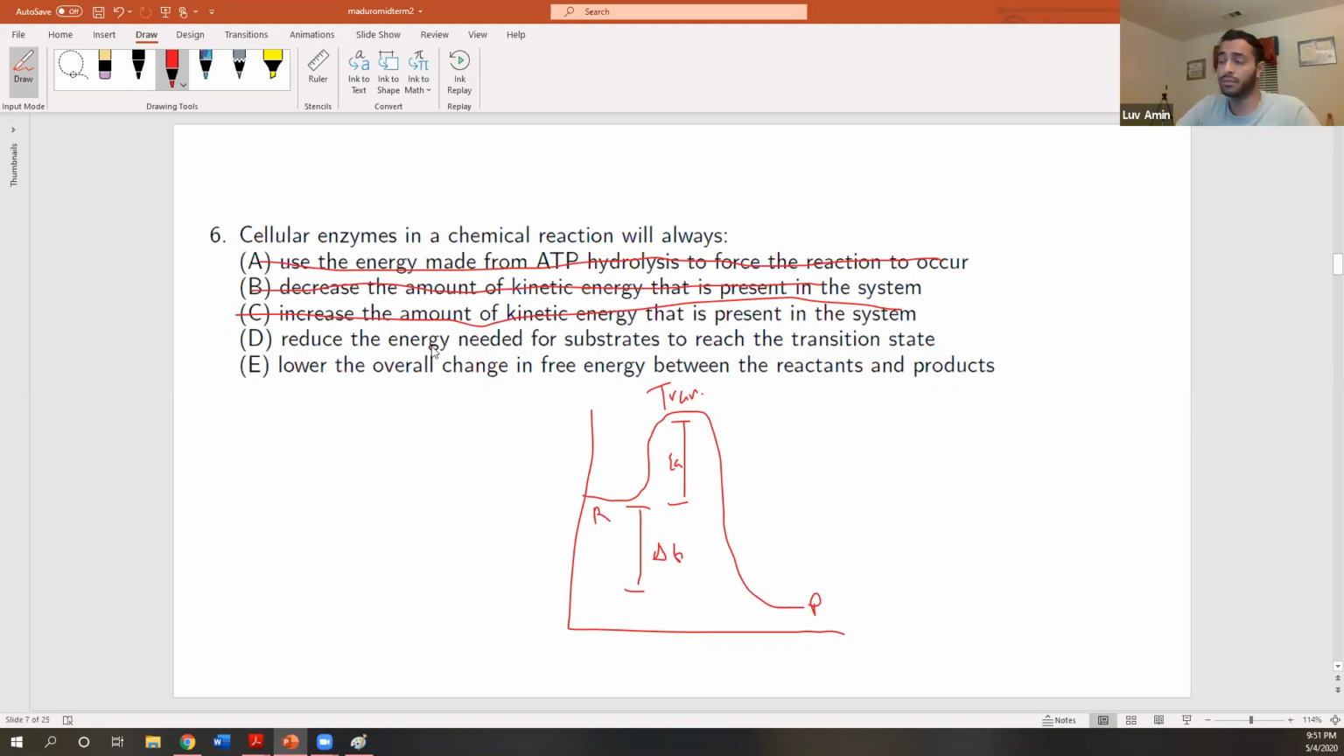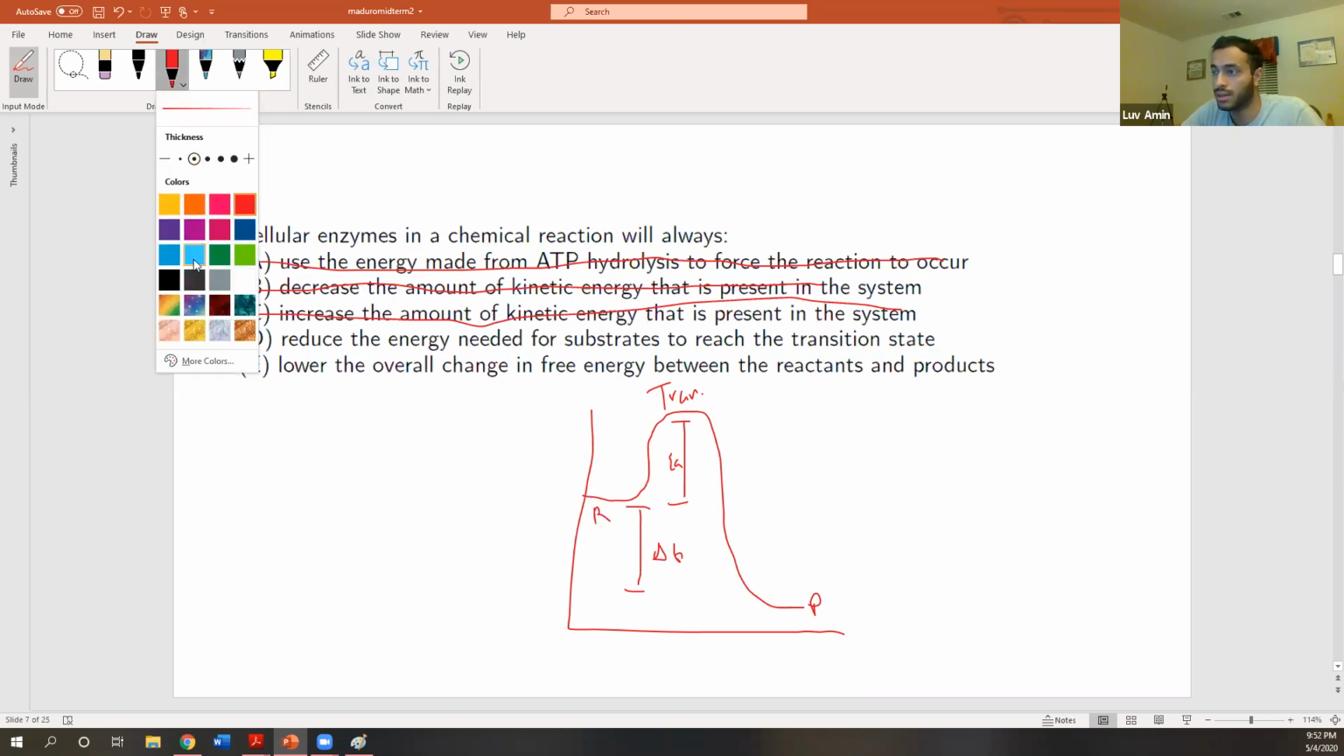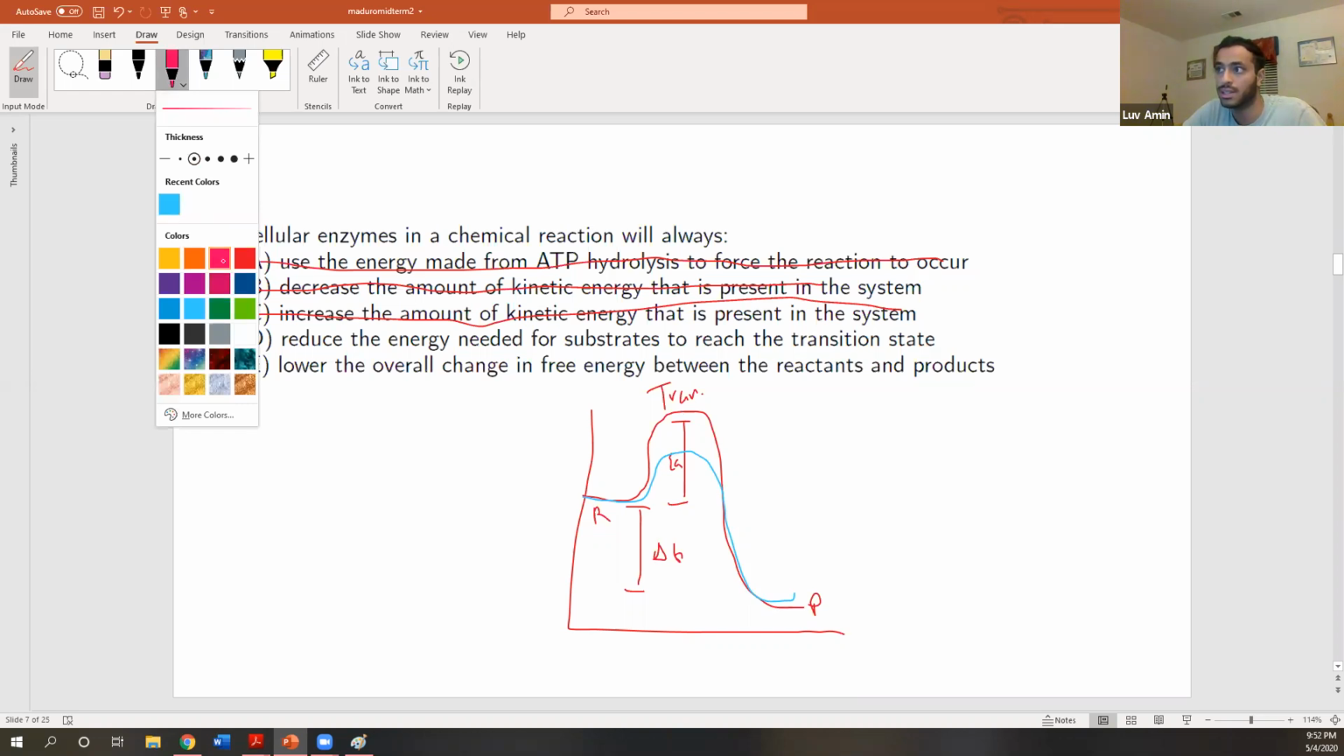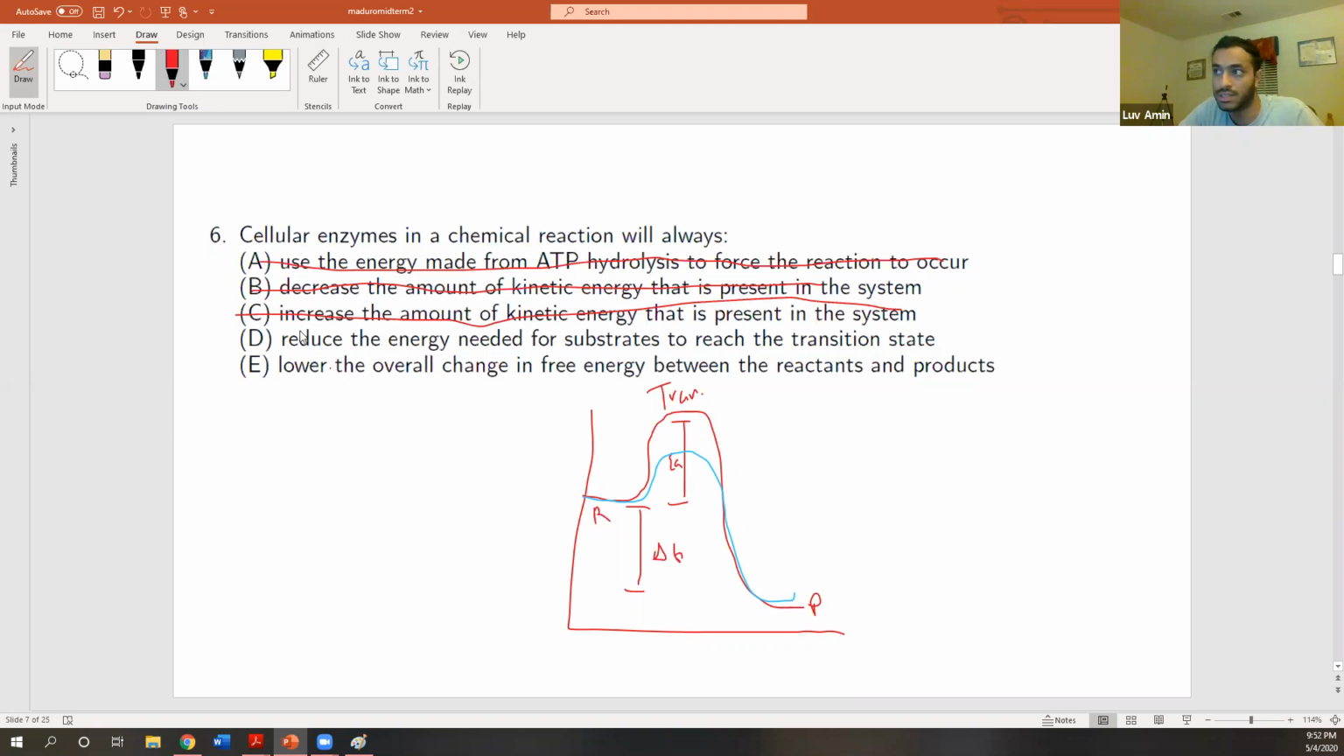Anyways, it's saying that it reduces the energy needed for substrates to reach that transition state, which is what we have seen throughout the course, right? We see that this would be a normal reaction without an enzyme. And if you add an enzyme, it would essentially sort of be like this, right? So you're reducing the activation energy needed in order to reach that transition state so your reaction can occur easily, right? And so D definitely sounds like something that's occurring in this case. So let's mark D for now.